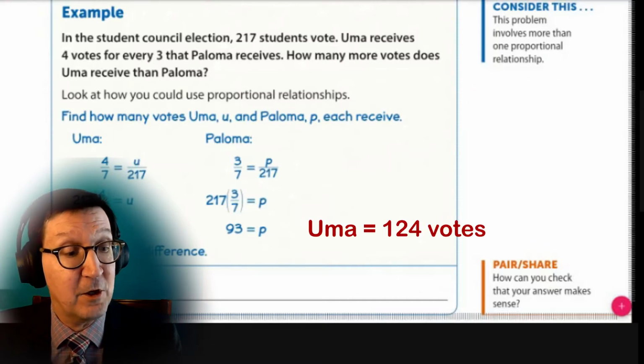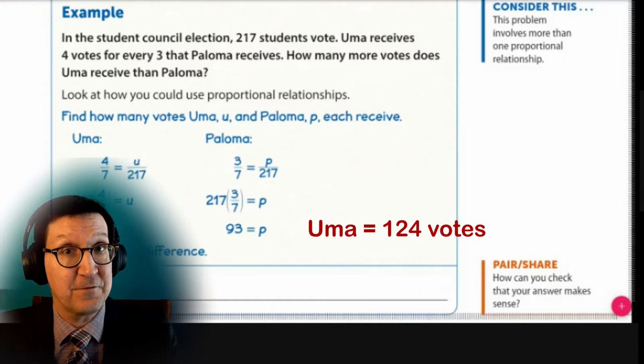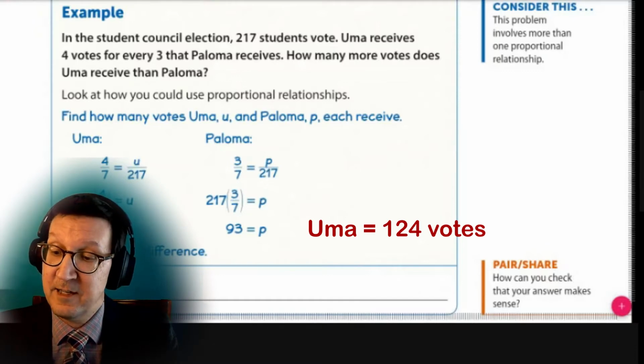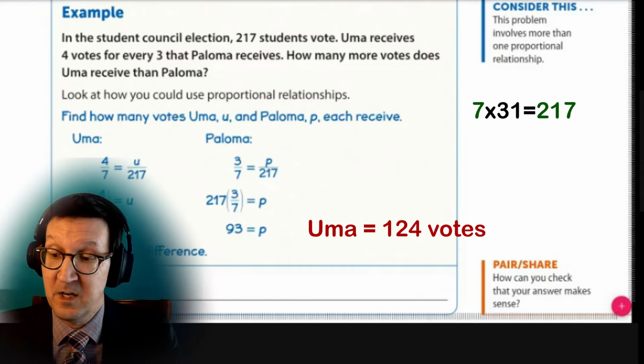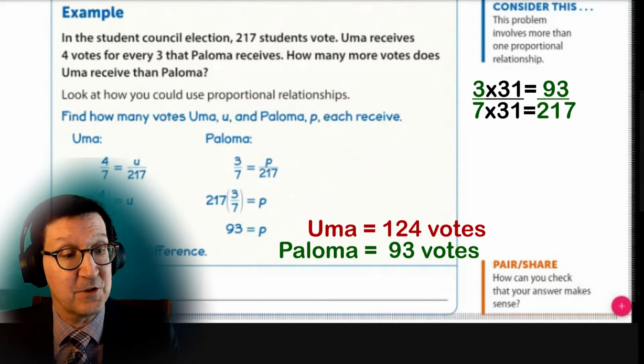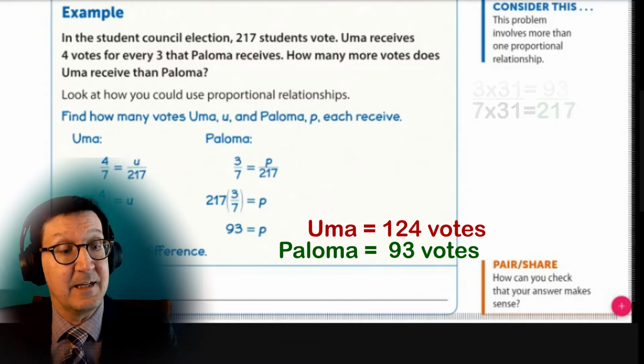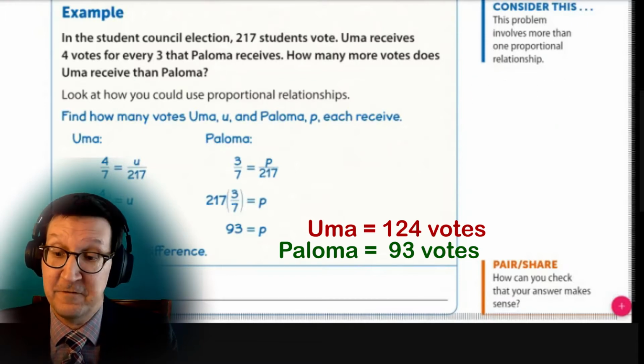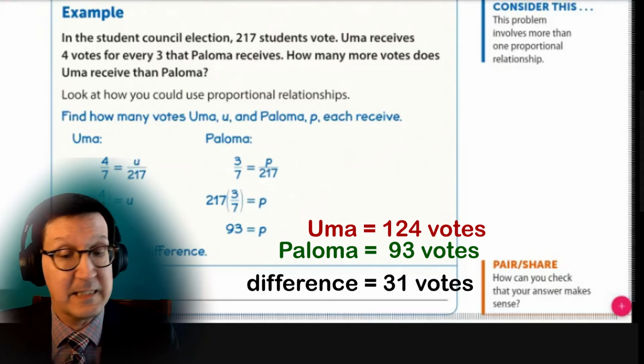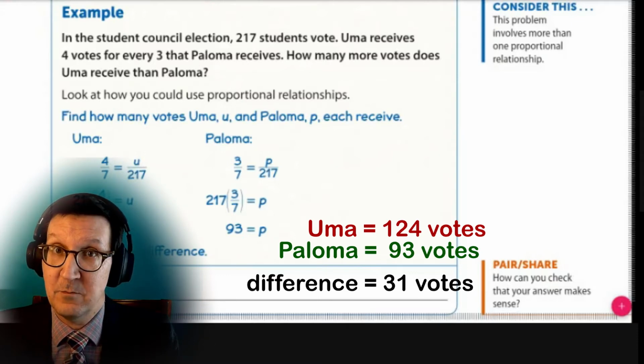Same thing on Paloma's side. She's now 3 votes for every 7 people that vote. So to find that out, we say, well, how many times does 7 go into 217? Again, we know that's 31. And this time, 3 times 31 is 93. So she receives 93 of the votes. So to find the difference, just take 93 away from 124, and we get 31. Uma wins the election by 31 more votes.